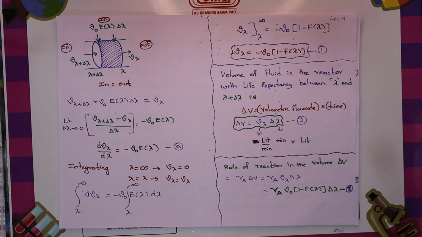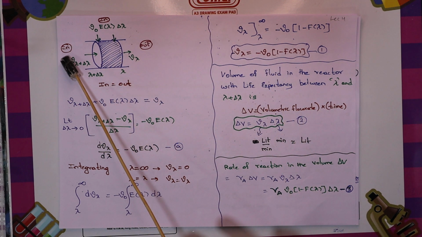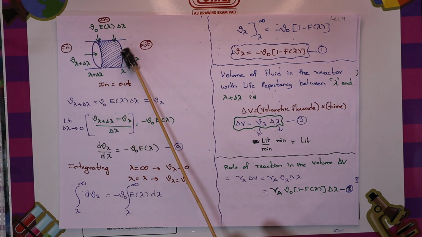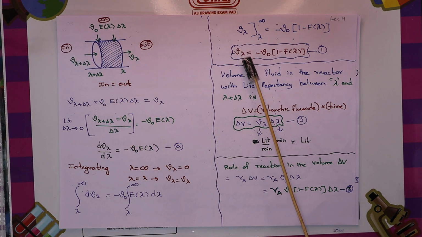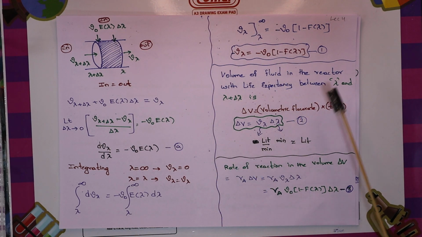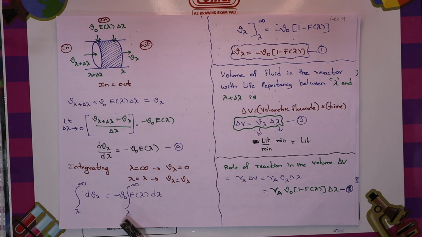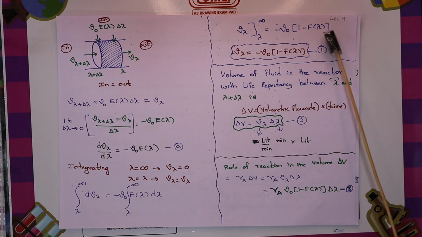Okay, what is the volumetric flow rate from infinite to lambda? It is nothing but nu lambda. That means at this point, if you integrate, the volumetric flow rate up to nu lambda is nothing but nu lambda, combining all the flow rates from infinite to lambda. How did I get 1 minus f of lambda? Here is a shortcut. The integral from lambda to infinite of E of lambda into d lambda becomes 1 minus f of lambda.